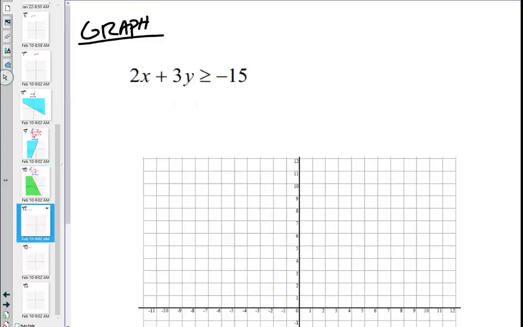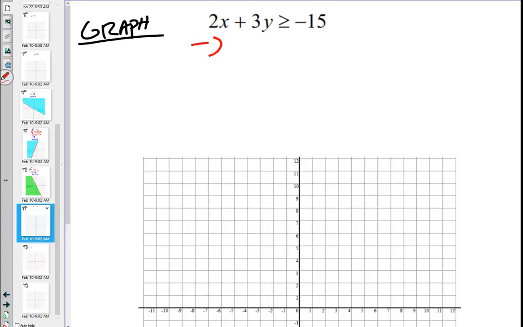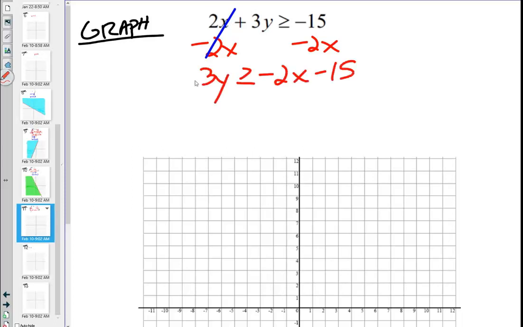Charles, I want to solve for y. What do I do first? Sounds good. Morgan, what do I do next? You divide by 4. Divide by 3. Very good.